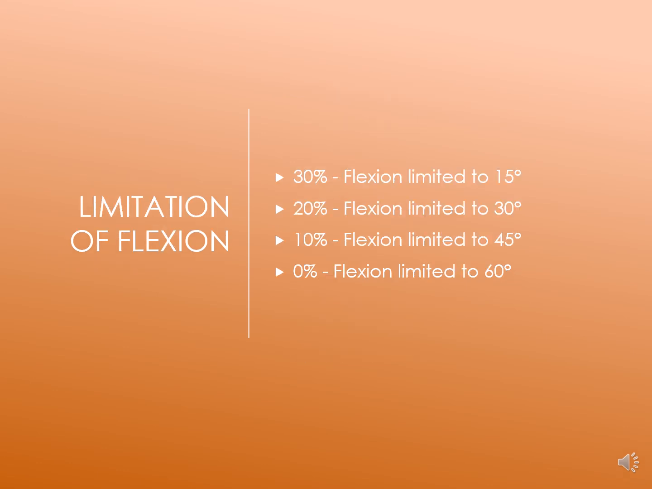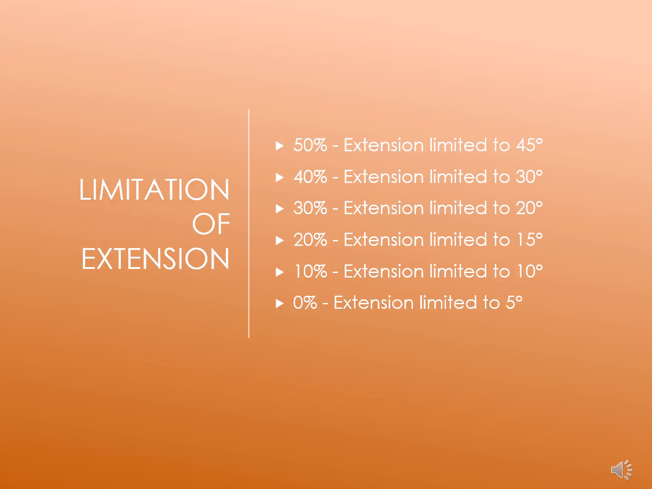Limitation of flexion refers to how far the knee can bend. A veteran will receive 30% if flexion is limited to 15 degrees, 20% if it's limited to 30 degrees, 10% for 45 degrees, 0% if they can still bend to 60 degrees. This is typically measured during the C&P exam, and accurate documentation matters, especially during flare-ups.